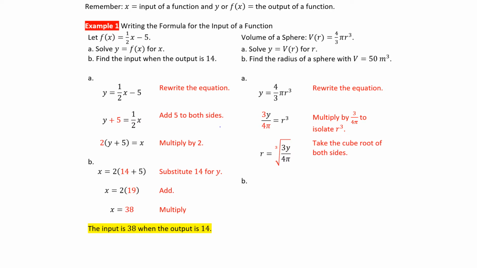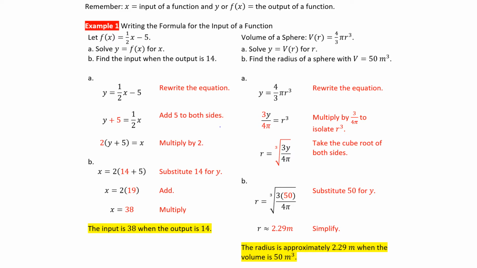So now we have our formula, and the part B question is, what's the size of the radius when our volume is 50 cubic meters? Well, we insert 50 for y, and then we grab a calculator. It's easy to multiply 3 times 50, but dividing by that irrational pi is going to be a problem, and then taking the cube root. This is clearly a calculator problem. It comes out to roughly 2.29 meters.